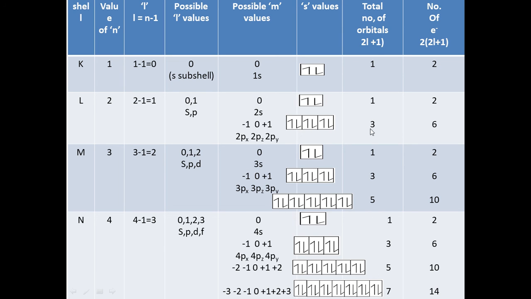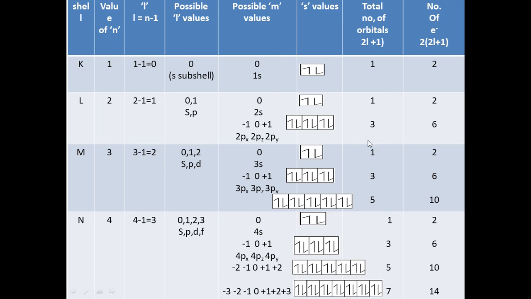So what did we get? We got 3 orbitals here. Here the l value is 1. If we put 1 here, 2 multiplied by (1 plus 1) is 3. So we got 3 here. So the total number of orbitals is 3. Similarly, for l = 0 we got 1.